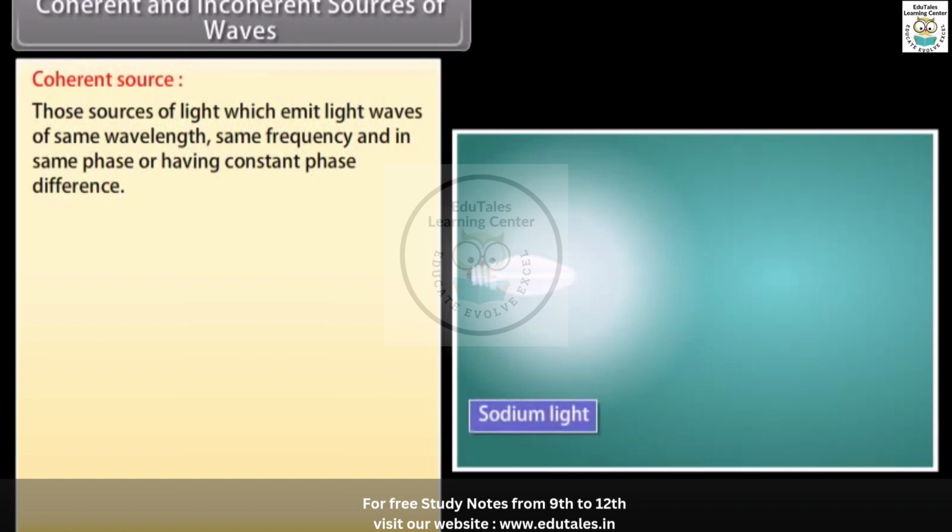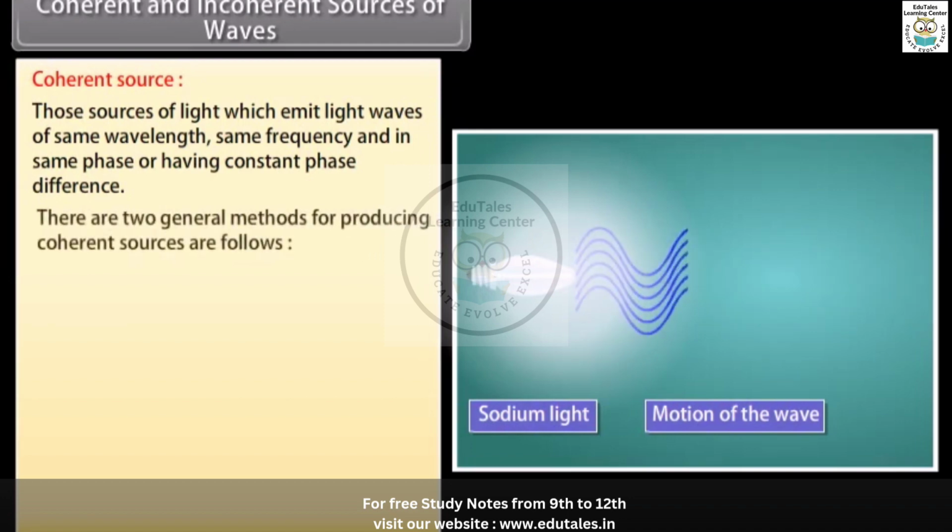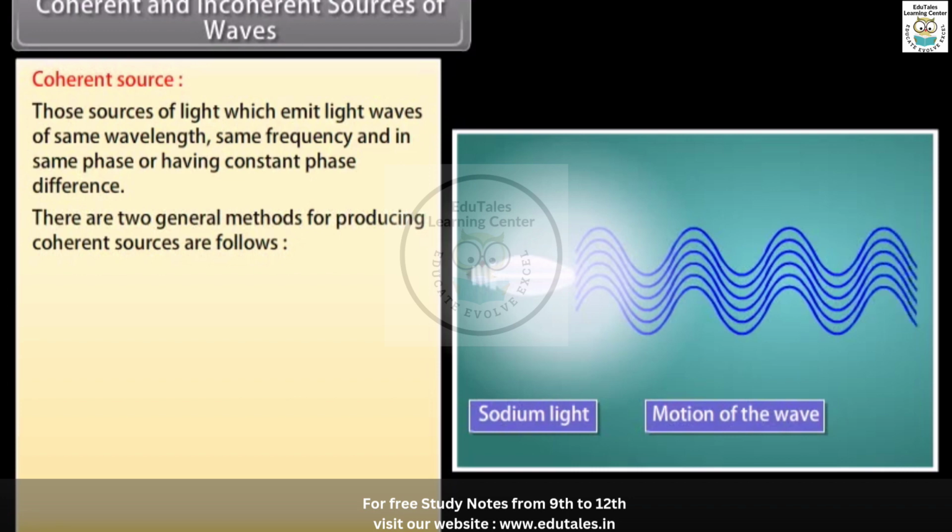Coherent and incoherent sources of waves. Coherent sources of light are those sources of light which emit light waves of same wavelength, same frequency, and in same phase or having constant phase difference. There are two general methods for producing coherent sources as follows.